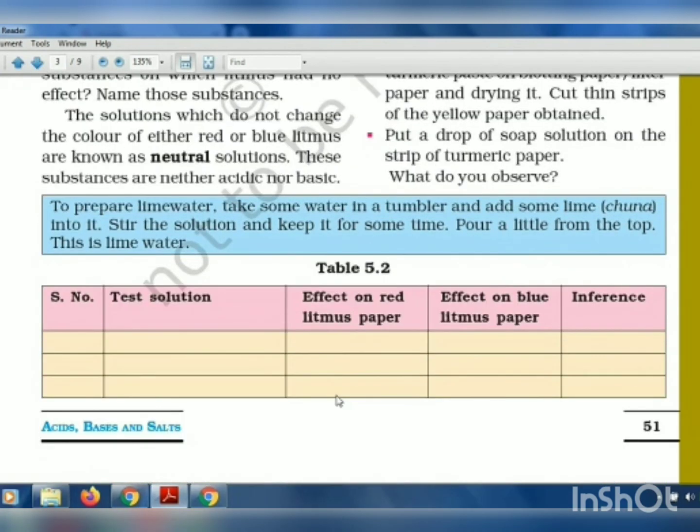Clear everybody? Then they have also given here how to prepare lime water. You have to take some water, add some lime, that is the tuna, into it, keep that solution for some time, and then pour a little from the top. This is lime water. So this is how lime water is made.